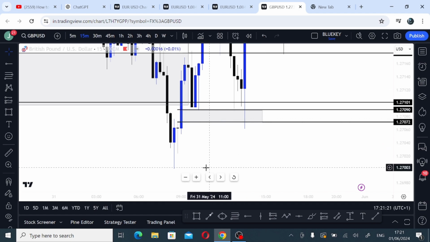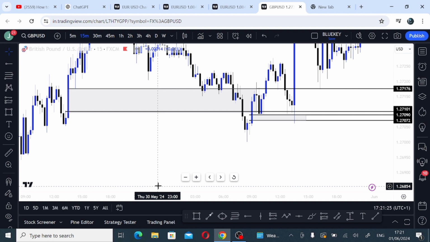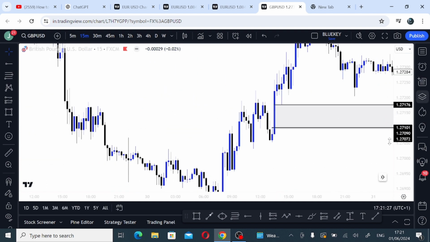This is how it usually occurs when price is feeling imbalance, but it happens in different dynamics, right? So let me show you a few more examples. So let's just go forward.